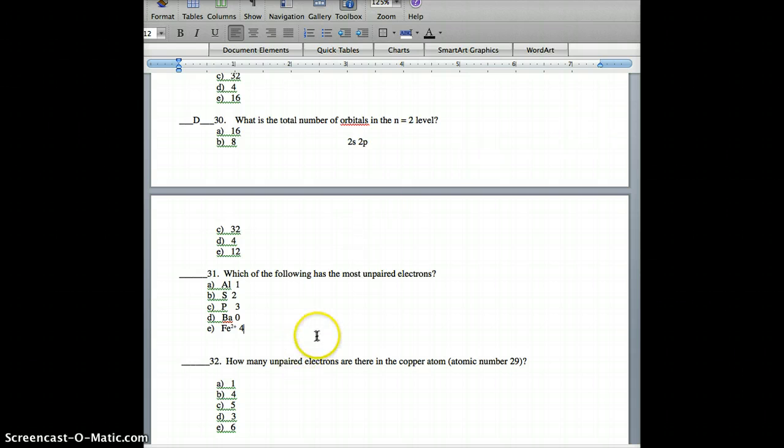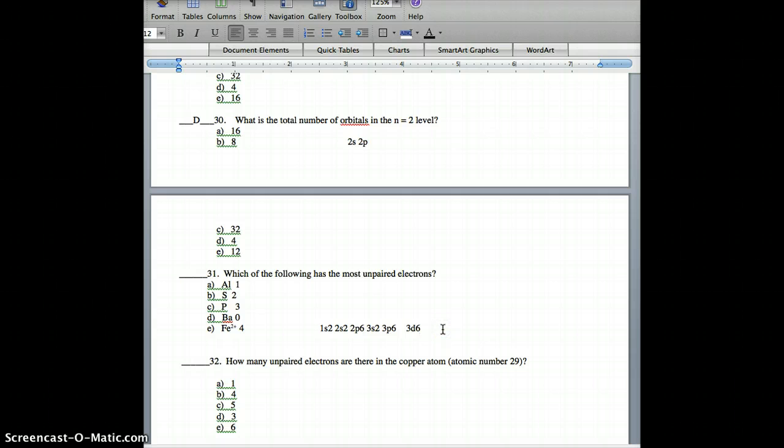Here's why. Electron configuration of iron: 1s2, 2s2, 2p6, 3s2, 3p6, 4s2, 3d6. So the electrons that get lost when it makes plus 2 are these 2 electrons, leaving us with a d6. All right, so they're gone, and we're just left with a d6.